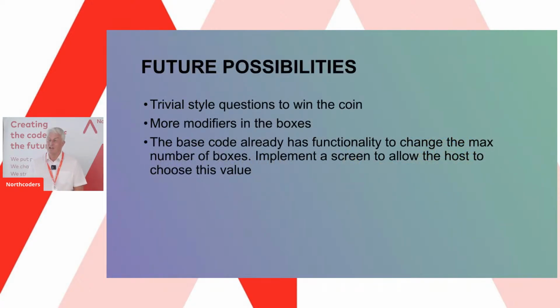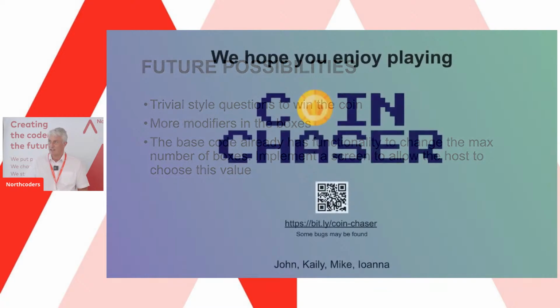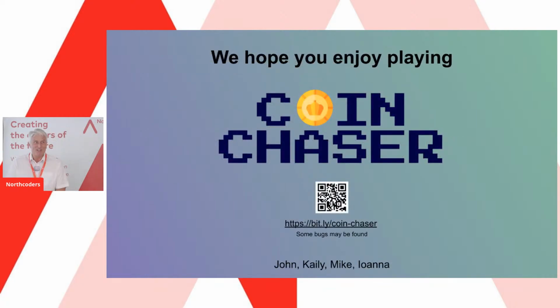Future possibilities: we'd like to introduce trivia style questions to win a coin, so that when you actually get to the box, it opens up and you've got a question to answer to actually win the coin, if we'd had more time, obviously. And more modifiers in the boxes as well. There's a number of things you can add to that. Base code has a functionality to change the maximum number of boxes already implemented. It just needs the code writing for the future. And that's it. We hope you enjoyed playing our coin chaser game.